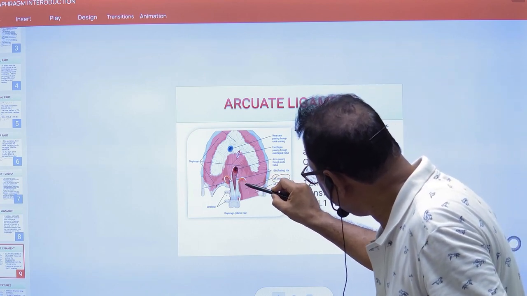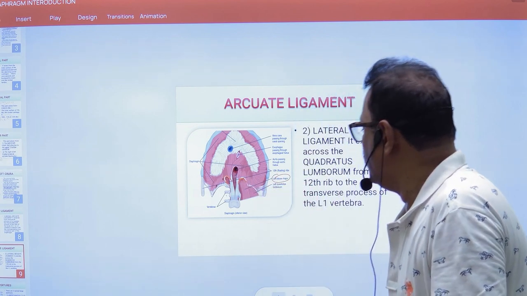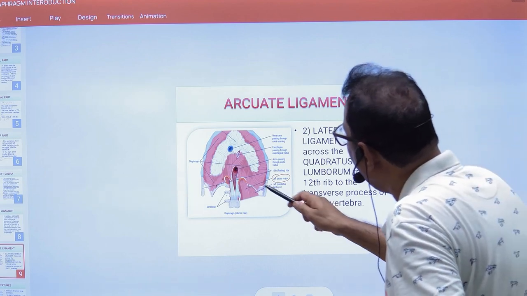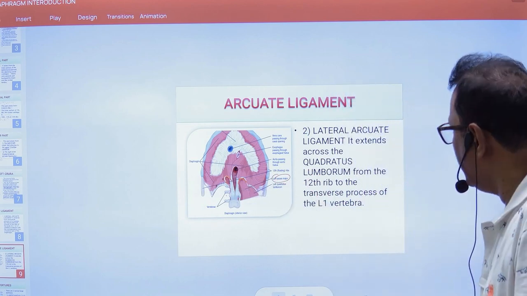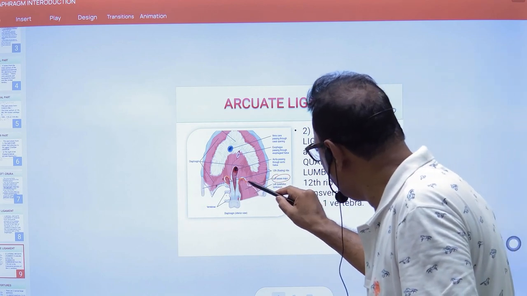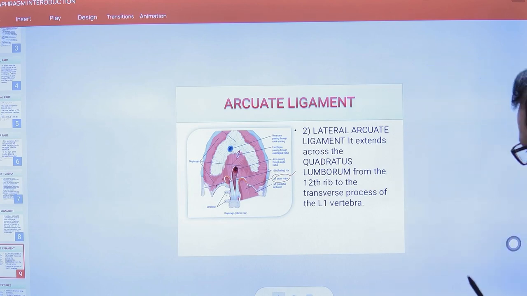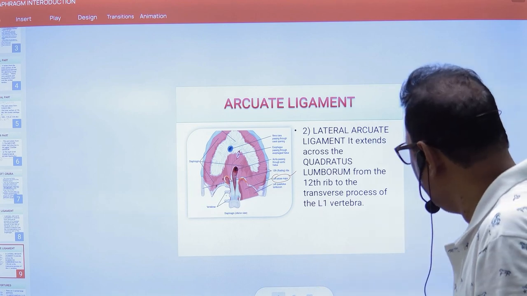It will meet the corresponding side crus of the diaphragm. On the right side it will meet the right crus of the diaphragm, and the left side will meet the left crus of the diaphragm, and this will be over the psoas major muscle. Right side on the right psoas major, and left side on the left psoas major.